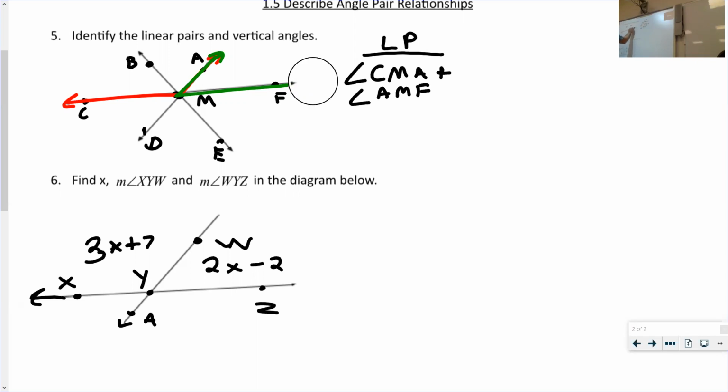I can color my sense without, I lost my letters. A, B, C, D, E, F, and then M. I'm going to do one more linear pair. Let's do this one. And this one.